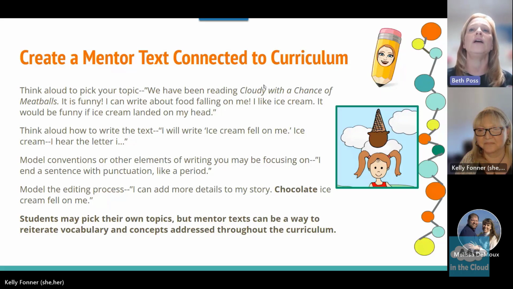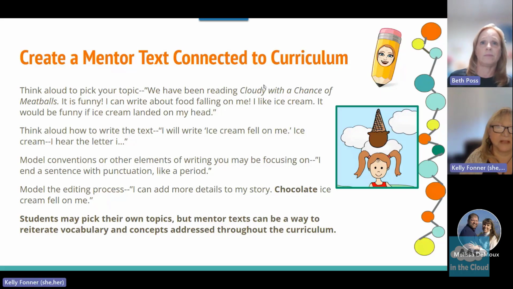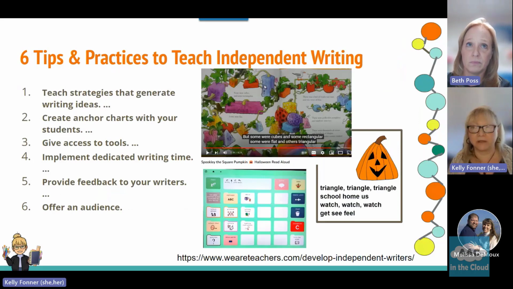In independent writing, we want students to pick their own topics. They don't all in independent writing write about food falling on their head. That might be what you do in your predictable chart writing and in your shared writing. And it might be what you're modeling, but they get to pick their own text. But those mentor texts that you're creating can be a way to reiterate vocabulary that you've been working on and connect those concepts that they are seeing in the curriculum to the writing. You're just modeling it, though. They don't have to do what you did. Yeah, it's a great way to bring in those things like word of the week, right?